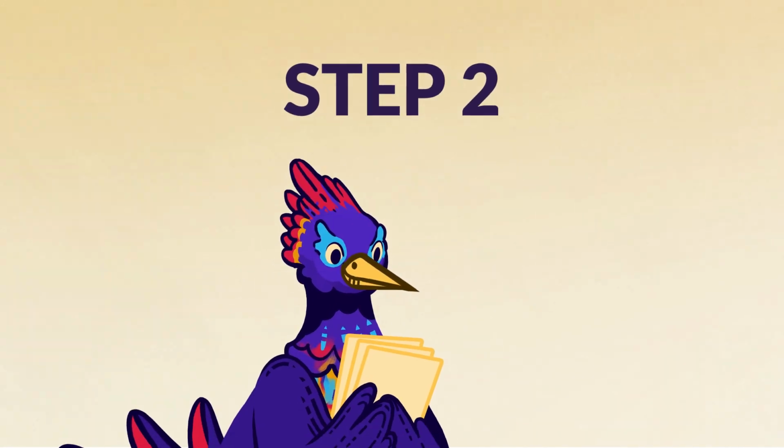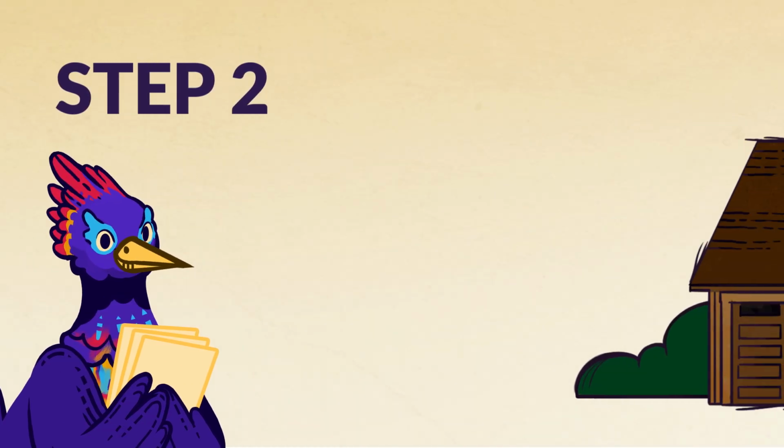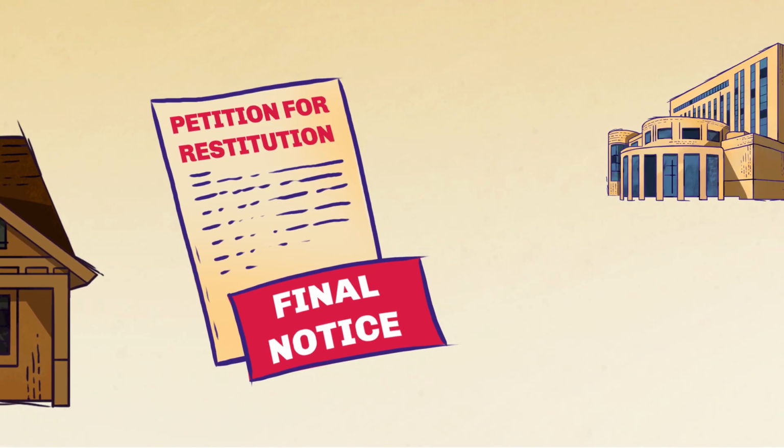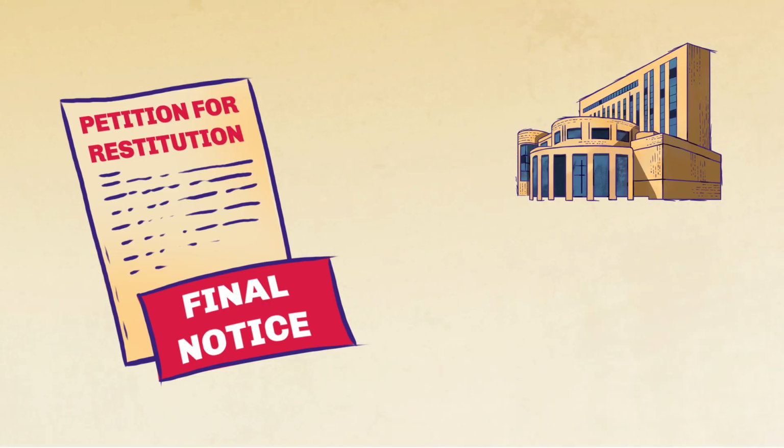Step 2. Once the notice period is over and the tenant has not fixed the problem, the landlord can file an eviction in court, usually the magistrate's court. The form is called a petition for restitution.